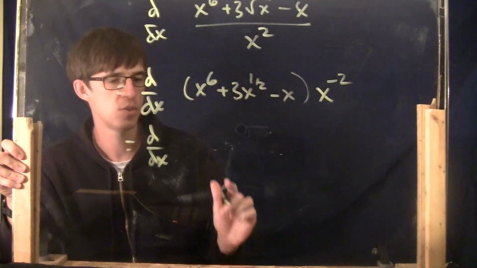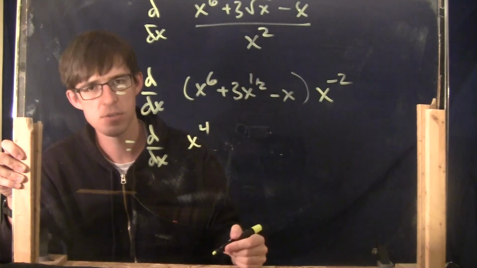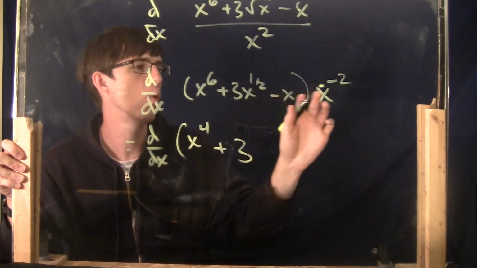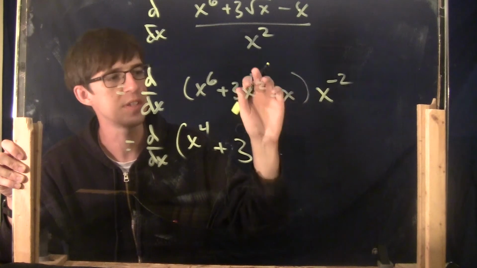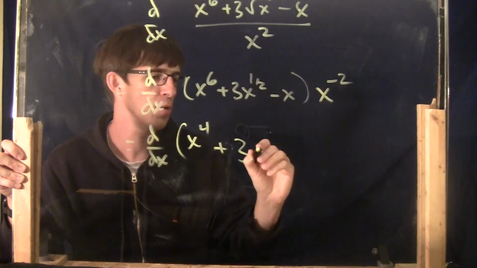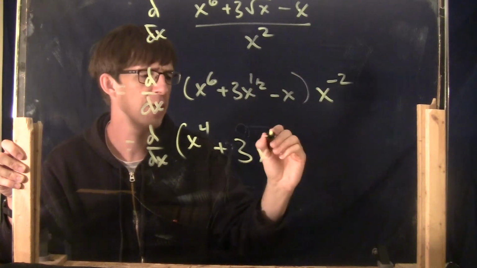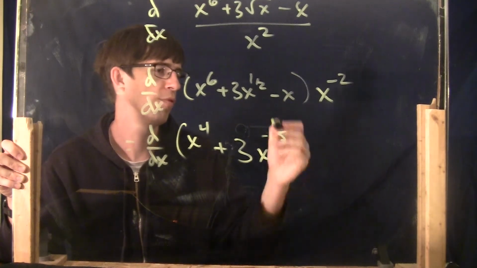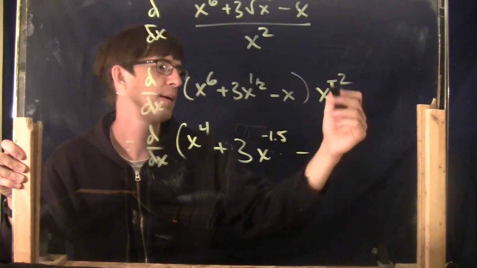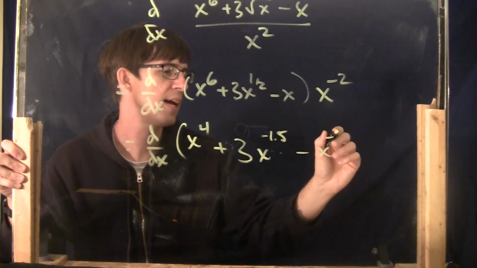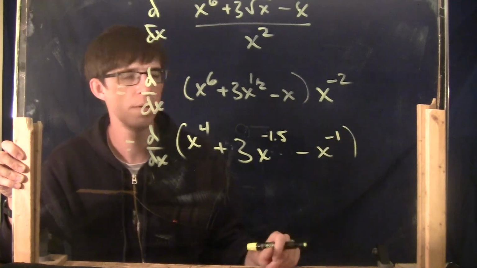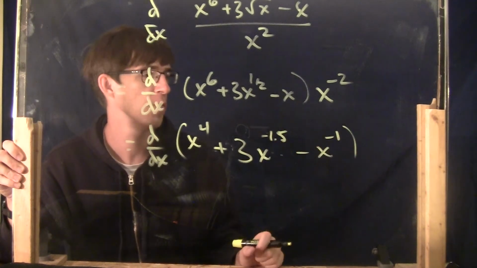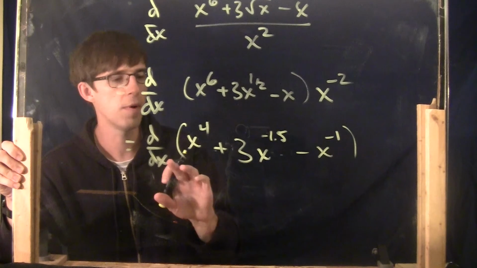So it'll be 6 minus 2 in the exponent, which is x to the 4, right? Plus 3, here I have x to the 1/2 times x to the minus 2. You add the exponents, it's going to be 1/2 minus 2. That's negative 1.5, right? And then minus x times x to the minus 2 becomes minus x to the minus 1, all right? Also known as 1 over x, but you shouldn't write it that way. This is much more convenient for taking the derivative, all right?